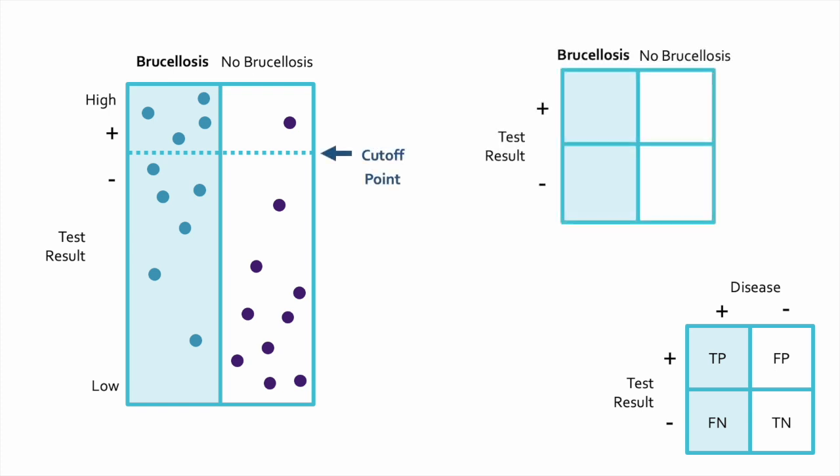With the cutoff point like this, the test would correctly label 4 people as having brucellosis who do indeed have the disease, and it would incorrectly label 1 person as having the disease who does not actually have the disease. Meanwhile, the test would incorrectly label 6 people who have brucellosis as not having the disease, while correctly labeling 9 people who do not have the disease as not having the disease.